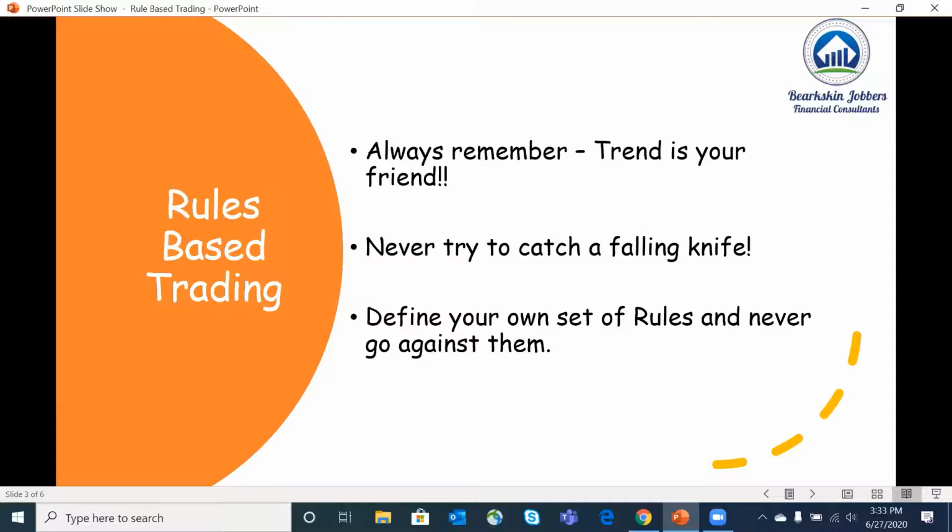And never try to catch a falling knife. What does that mean? This is, guys, very interesting. You see a stock falling down. You bought it at, for example, $20, and you saw now it's trading at $15. You will buy more. Okay, I will average out. That's your concept. Then it will fall more, $13. You will buy more. Okay, I'm averaging out, I'm good. Actually, you are trying to catch a falling knife.